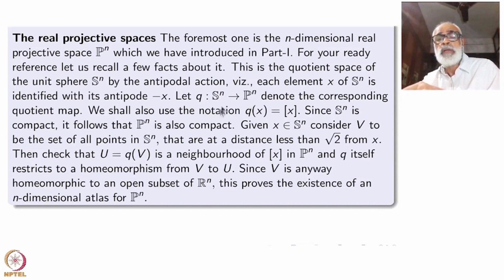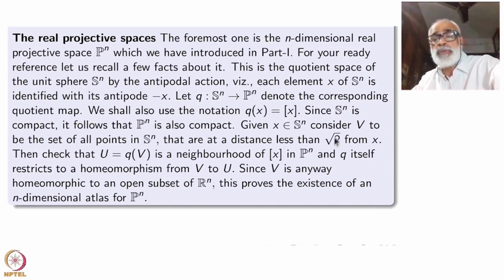Q(V) will be homeomorphic because this is a neighborhood which you can see is homeomorphic to an open ball inside Rn. I have taken an open ball inside Rn+1 intersecting with Sn. So that is homeomorphic. That is the nice neighborhood. So this will give you the local description that every point inside Pn has a neighborhood which is homeomorphic to an open subset of Rn.